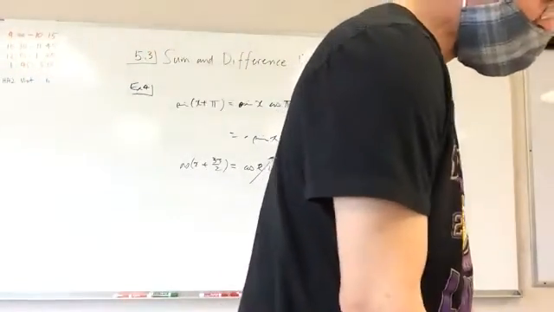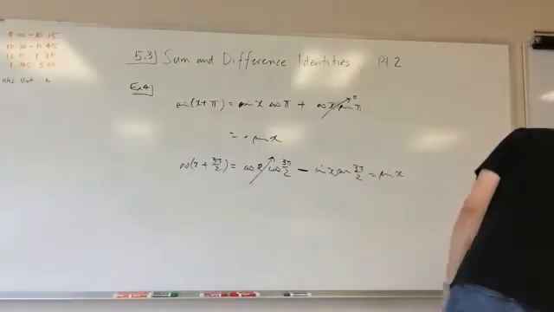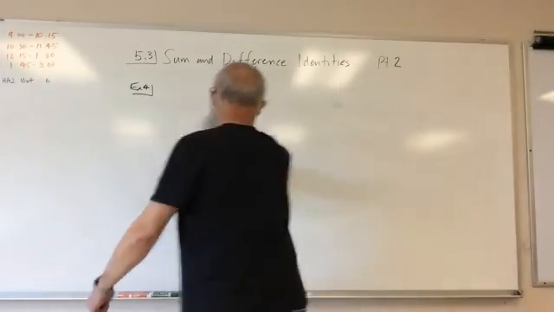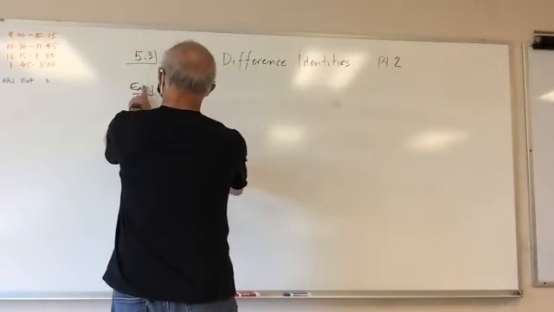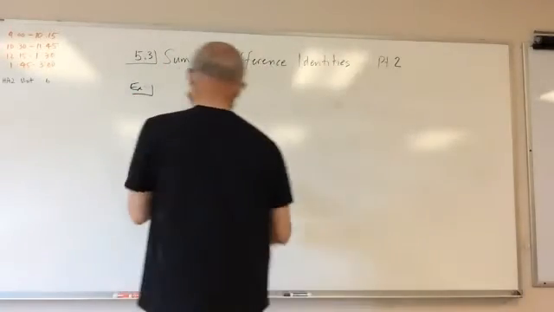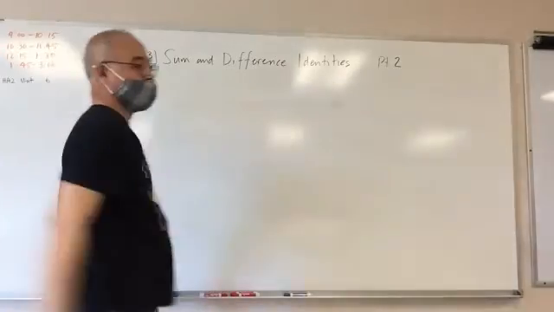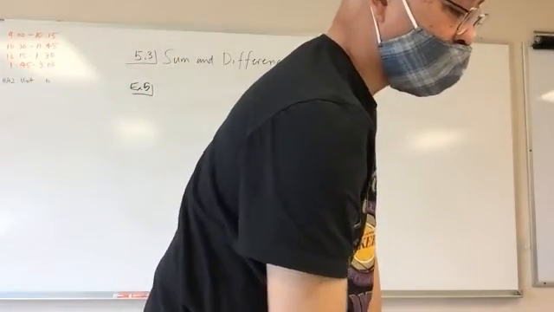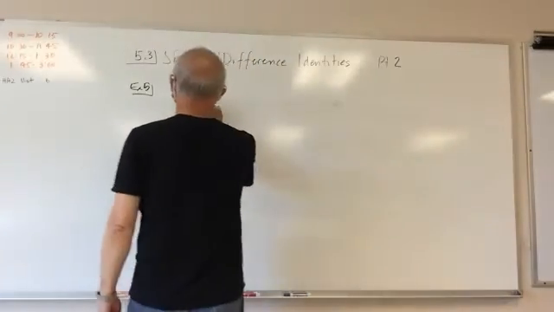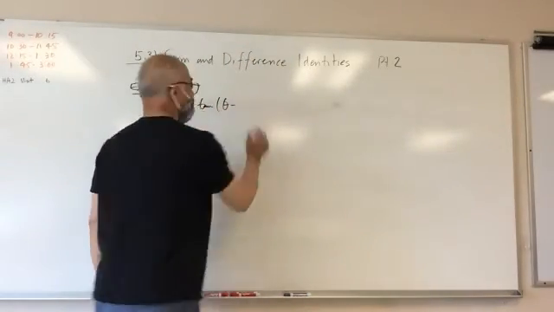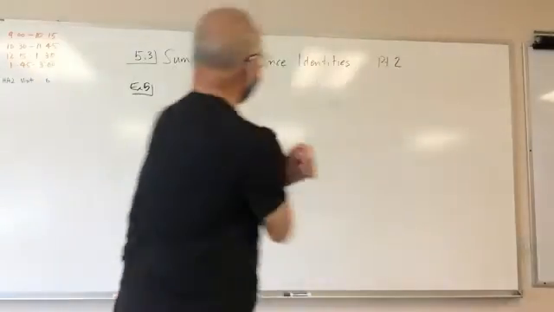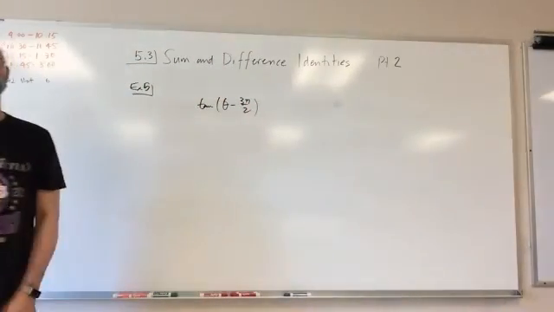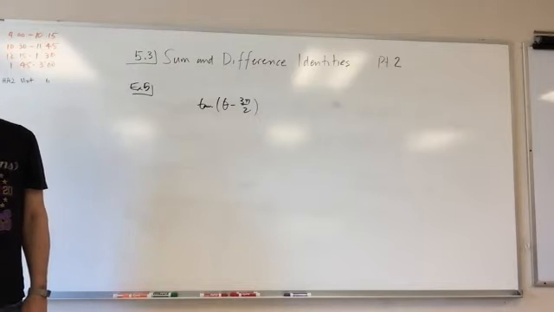That's that. Let's go to example number 5. Example number 5 is a little more in depth. Prove the reduction formula: tangent of theta minus 3 pi over 2. You didn't teach us anything about tangent. Yes, you did: it's just sine over cosine.